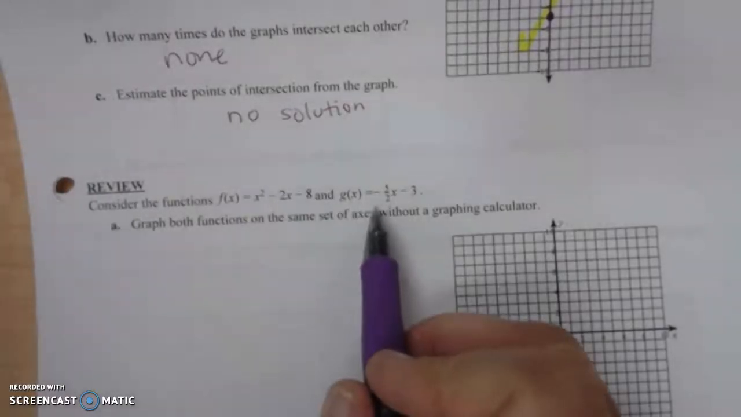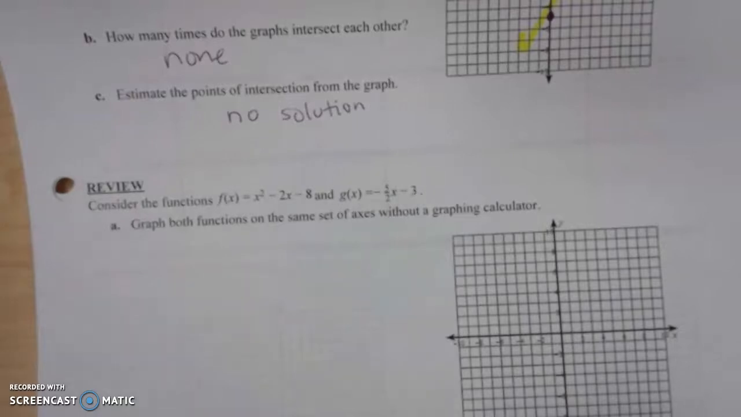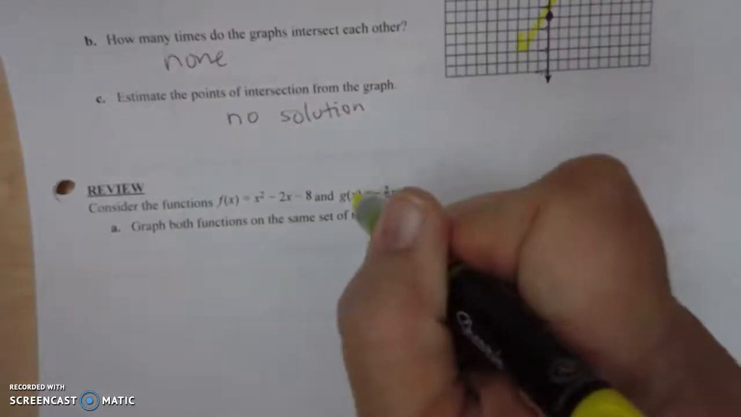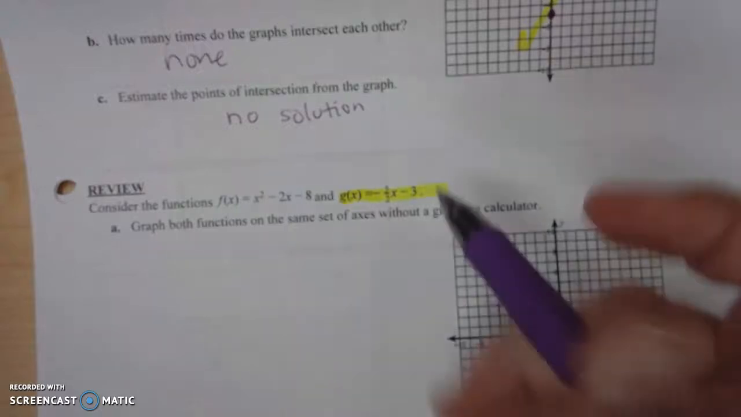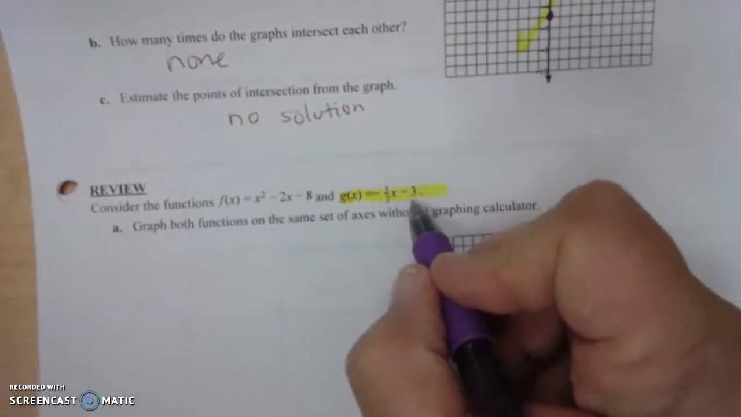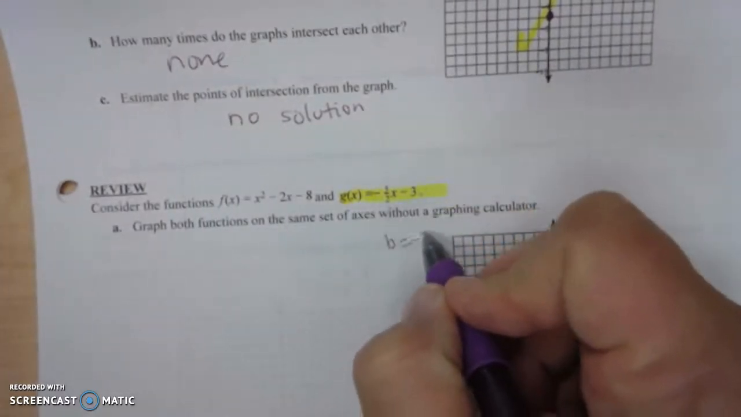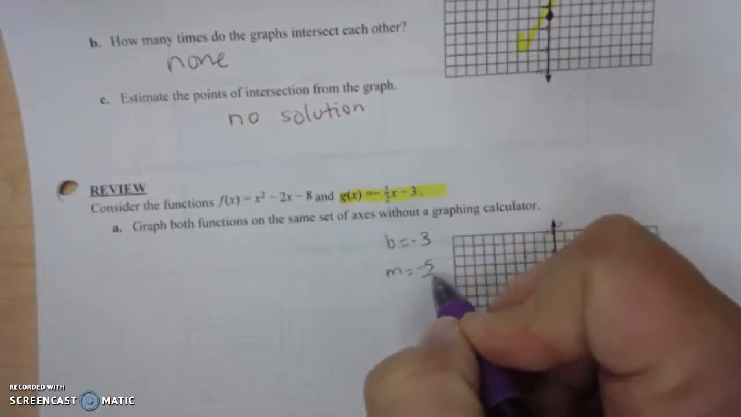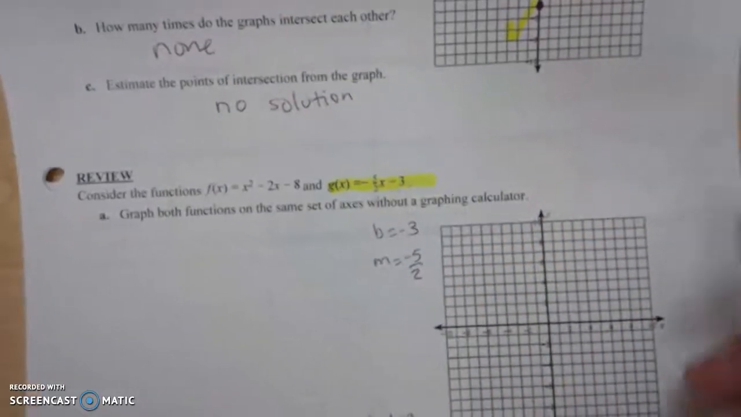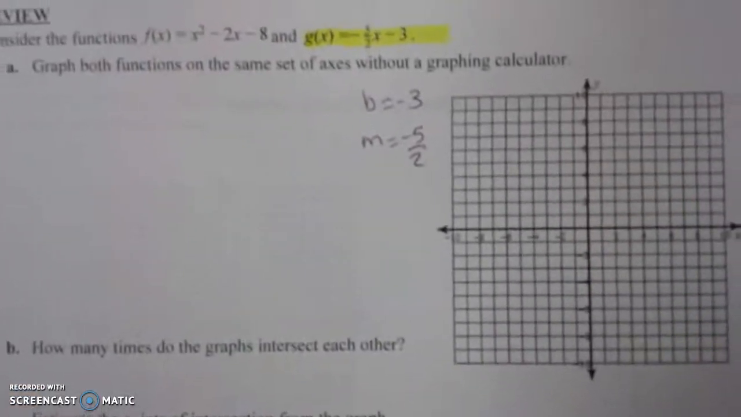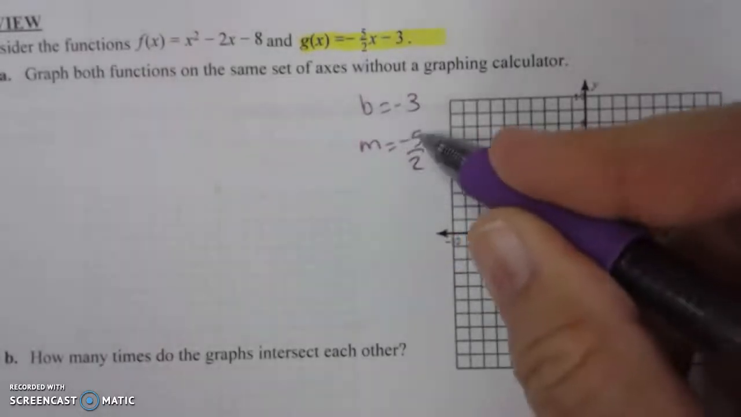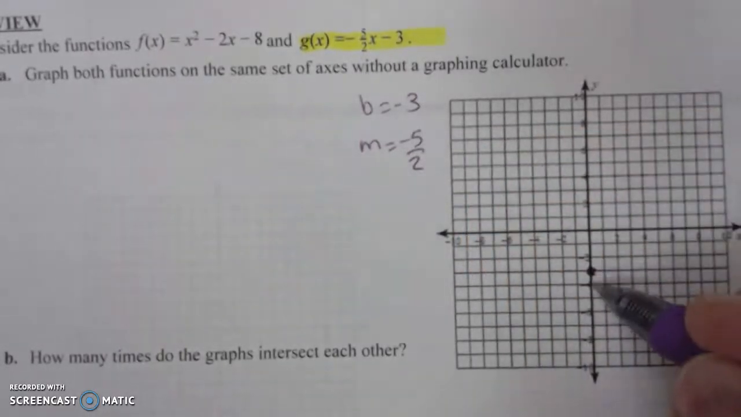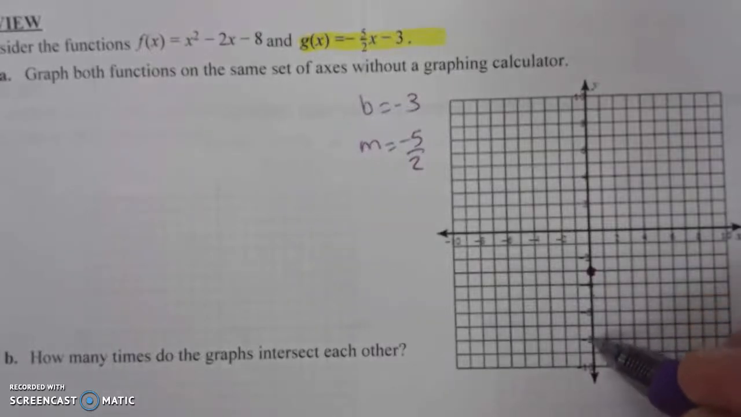Consider these two graphs right here, and we're going to graph them. Let's do the second one first because it's already in the form of y equals mx plus b. So you see my b is -3, b equals -3, and my m equals -5 over 2. So I'm going to go down to, can you see this? Go down to -3, 1, 2, 3, and my slope is down 5 over 2. So I'm going to go 1, 2, 3, 4, 5 over positive direction 2.